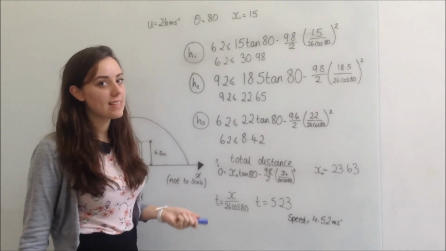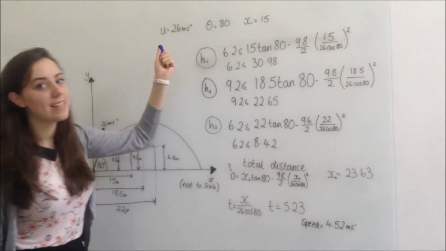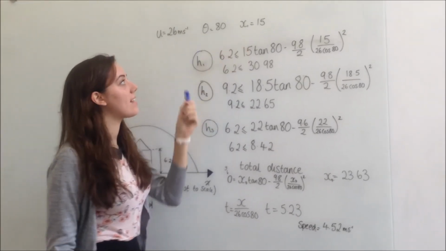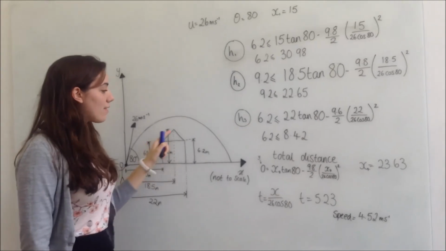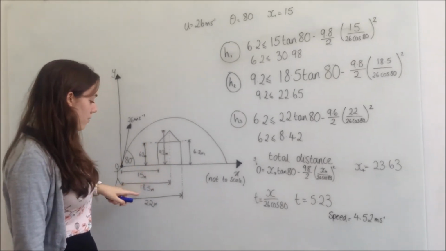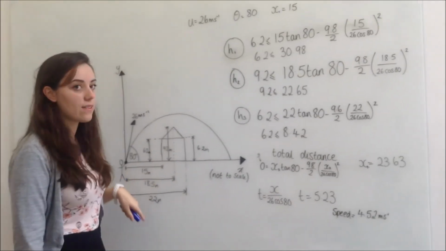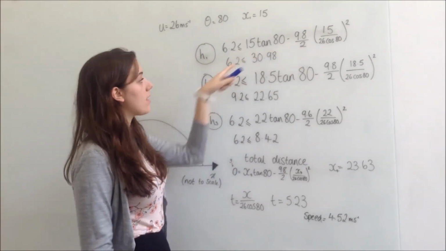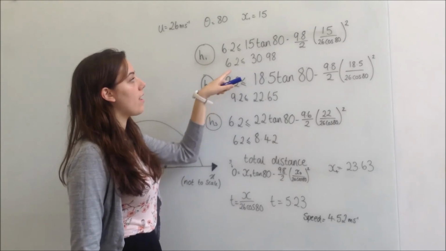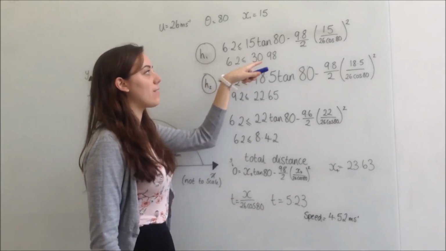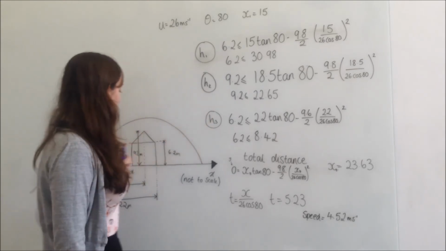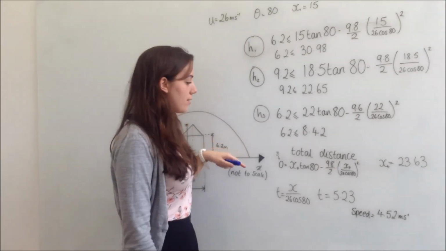So now let's sub in some values. For u we have 26 meters per second, theta is 80, and our initial x is 15. We've used an average height of a house, so we get other values as well, x2 and x3. For h1, when you sub in all the values, it does satisfy the inequality: 6.2 is less than or equal to 30.98. The same with h2, and the same with h3, which means that the ball will go over the house.